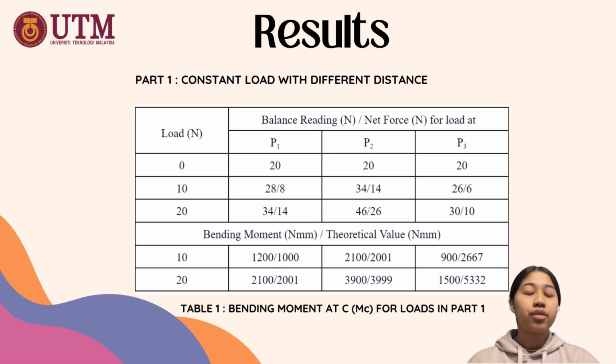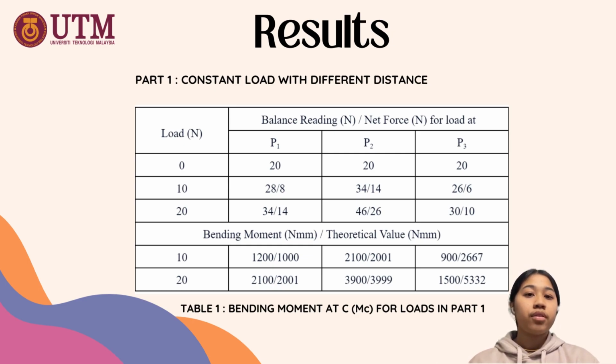Now let's move on to the result. For part 1, we took data of bending moment with constant load, which is 10 Newton and 20 Newton, but with a different distance, which is from P1, P2, and P3. Based on the table, we have the balance reading, net force for load at P1, P2, and P3, bending moment, and theoretical value.